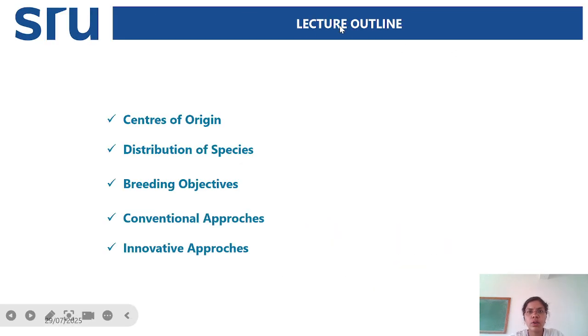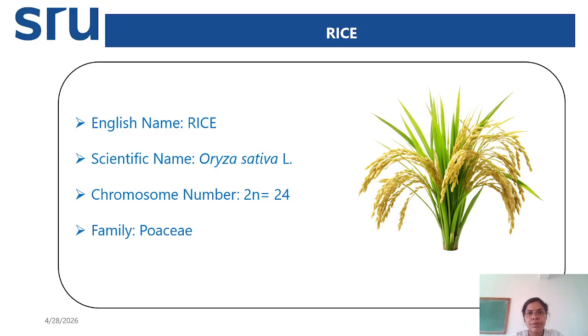Here comes the lecture outline. The lecture outline is combined for both rice and maize crops. First, we'll discuss the centers of origin and distribution of the species. Next are breeding objectives, conventional approaches, and innovative approaches, that is, conventional breeding methods and innovative biotechnology approaches. We'll discuss these for both rice and maize crops. So this is the lecture outline for the rice and maize crop.